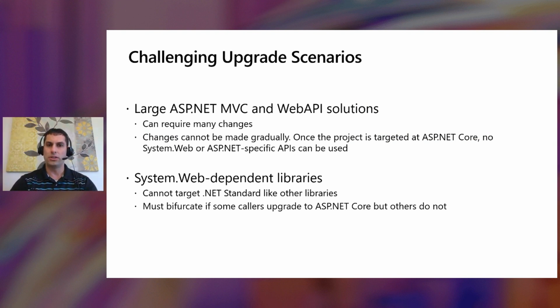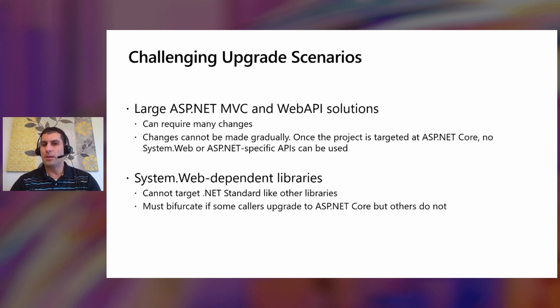The first one I want to look at is the idea of a large ASP.NET MVC or Web API solution. This can be a challenging upgrade project because once you've begun upgrading an app to ASP.NET Core, it has to be completely upgraded before it's going to work. There's no opportunity to do bits and pieces. Once you've changed the project file to target ASP.NET Core, that project isn't going to build until there's no more references to System.Web or anything else ASP.NET related.